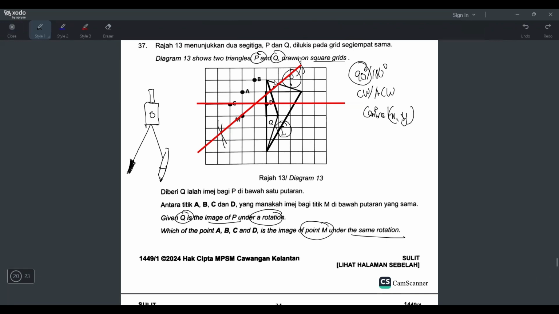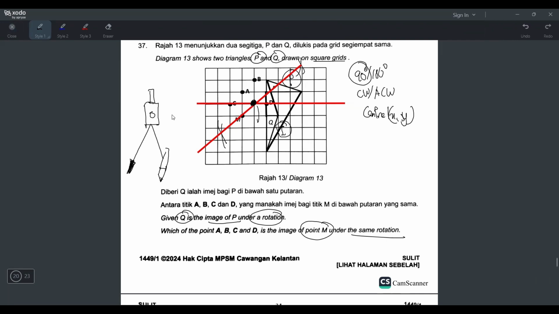Okay, after you do this, you will just look at both the perpendicular bisector. You tengok dia silang dekat mana. You'll find out the intersection of the perpendicular bisector. So where is it? It's here, right? The red color line. The red color line is the perpendicular bisector. So this is the center of rotation.